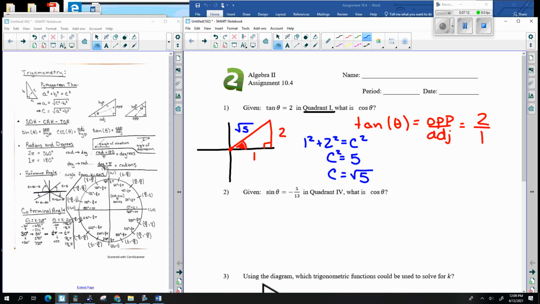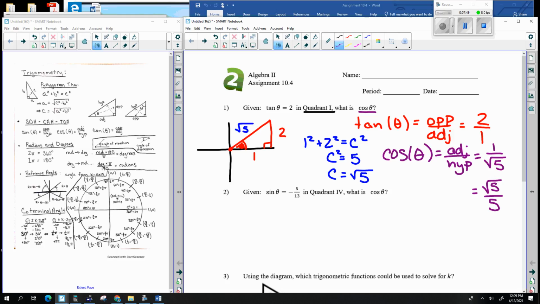Last but not least is to answer the question that is being asked. The question is, what is the cosine? The cosine of my angle is the adjacent over the hypotenuse. So in this particular case, that would be 1 over square root 5. We don't leave roots in the bottom, so we move the root to the top, get rid of this symbol on bottom. So the answer is square root 5 over 5.